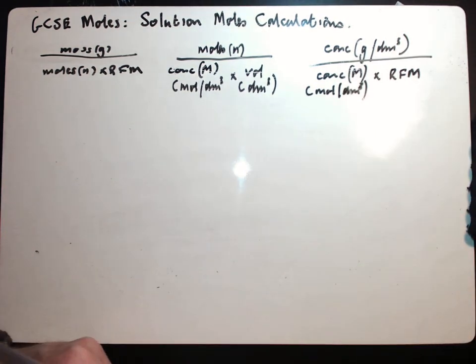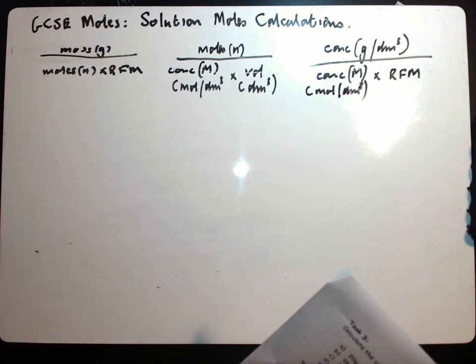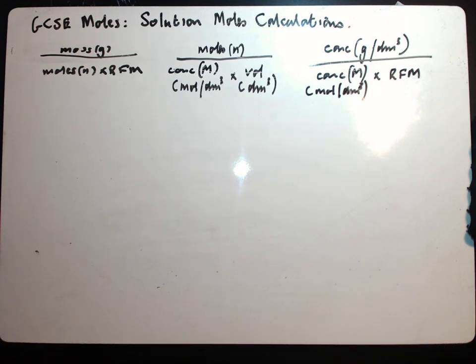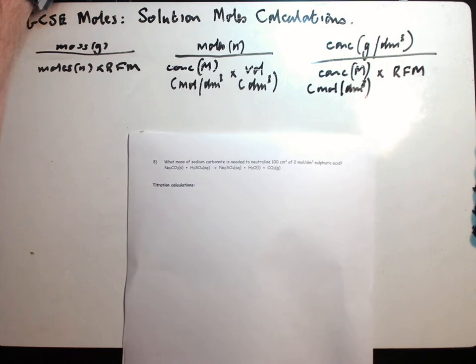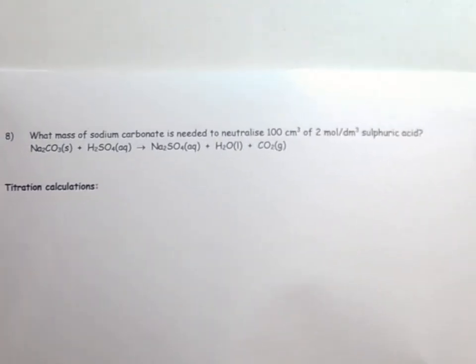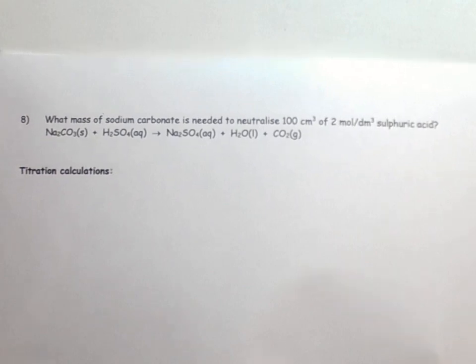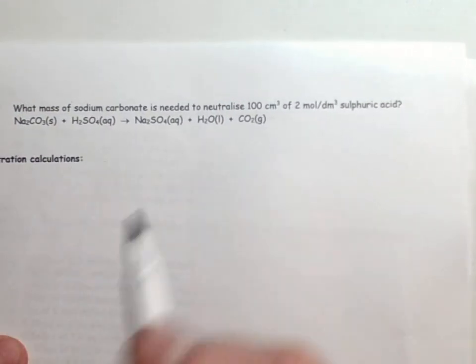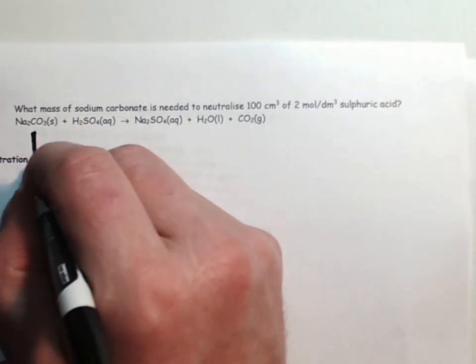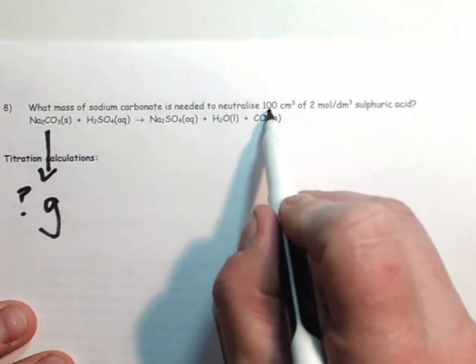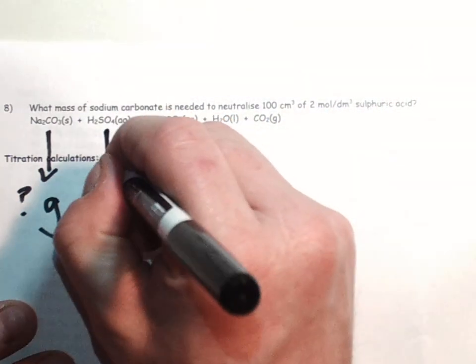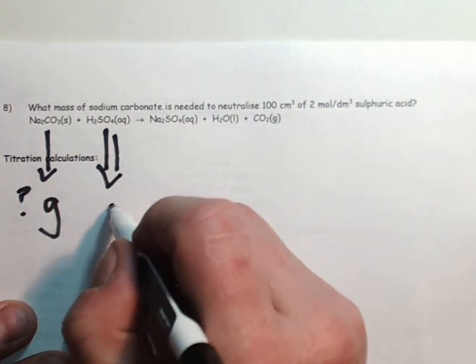Okay, so we'll have a look at one more. Okay, so we'll look at number 8. We'll just zoom in on it and then we'll zoom back out again if you want to have a note of the question. Okay, so in fact, I'll just use this here for saving you writing it out. So what mass of sodium carbonate? So again, I'll just write question mark grams. It is needed to neutralize 100 cc's of 2 molar sulfuric acid.